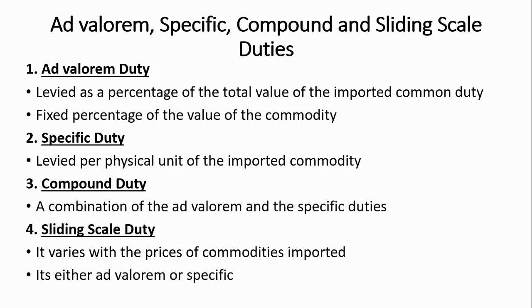The next one is sliding scale duty. Sliding scale duty varies with the variation in the price of the commodities that have been imported. So this is called sliding scale duty. It may be either ad valorem or specific. Usually it is specific.